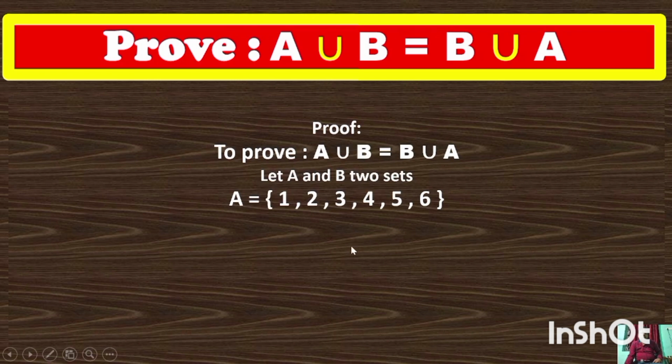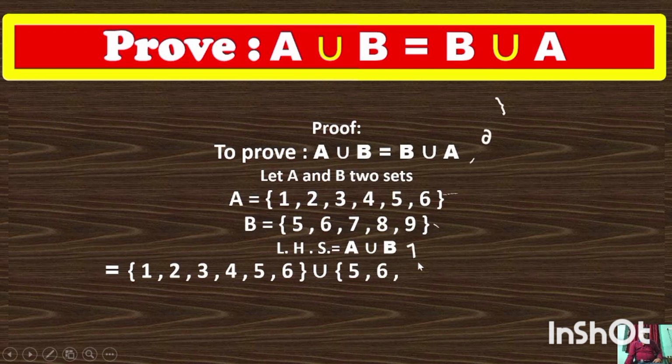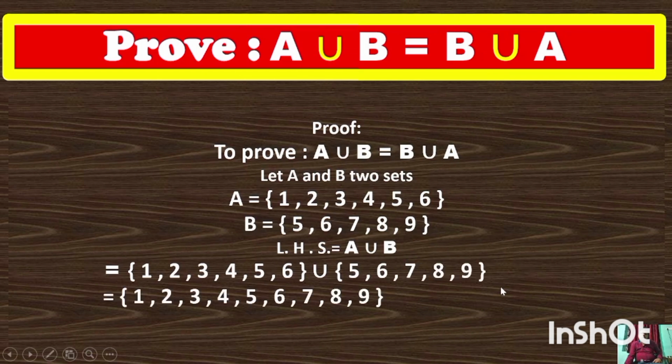Here I am going to prove A union B is equal to B union A by taking examples. Suppose A is a set having elements 1, 2, 3, 4, 5, 6, and B is a set having elements 5, 6, 7, 8, 9. Now you see we have to prove the LHS, left hand side, A union B. So the elements of A union B will be the set of all the elements of A and B, and you can see the A union B.